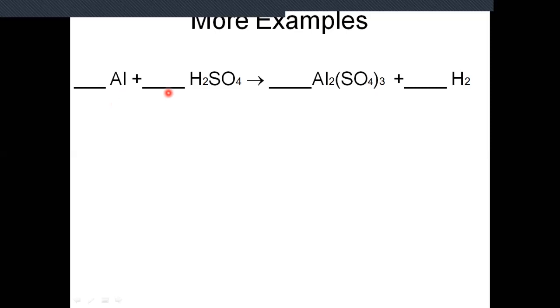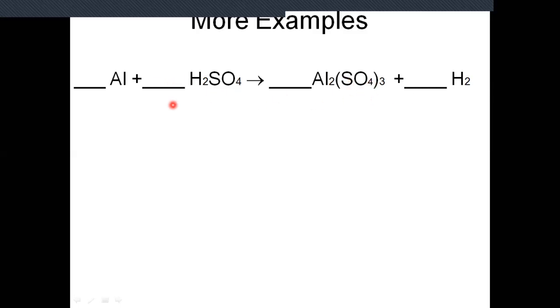In this example, aluminium reacts with sulfuric acid to form aluminium sulfate and hydrogen. So you can see that there is one aluminium atom on the reactant side, while two aluminium atoms on the product side. And there is only one sulfate radical on the reactant side, while there are three sulfate radicals on the product side. And there are two hydrogen atoms on the reactant side, while two hydrogen atoms on the product side. So we need to multiply sulfuric acid by 3 to balance sulfate radicals.